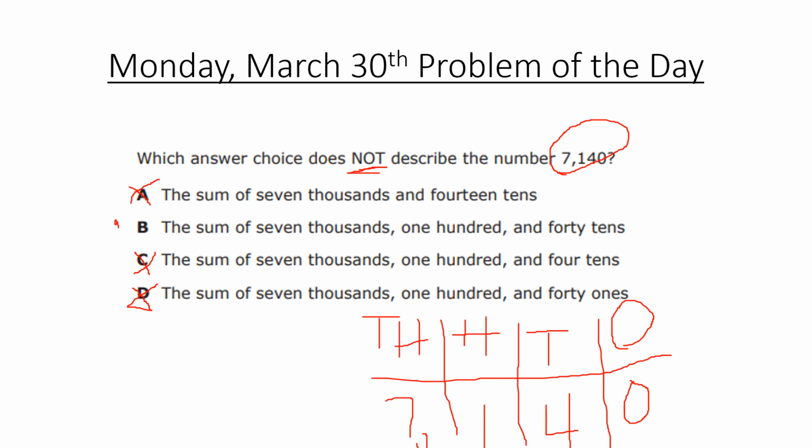So after going through all of the answer choices, I can go back to B. B, again, it says the sum of 7,140 tens. I know that this answer does not tell me the correct number for my problem, and so because I'm looking for the answer choice that is not correct, B is the answer choice you should have chosen.